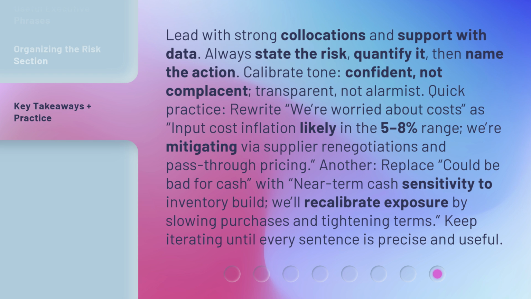"We're mitigating via supplier renegotiations and pass-through pricing." Another: replace "could be bad for cash" with "near-term cash sensitivity to inventory build." We'll recalibrate exposure by slowing purchases and tightening terms. Keep iterating until every sentence is precise and useful.